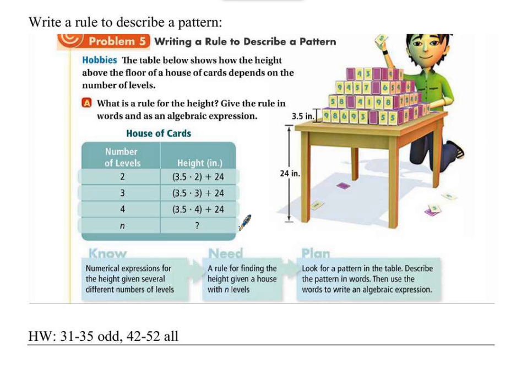So, we have some unknown number of levels. What will I write here for this line? 3.5 times, it's not 5. I don't have 5 there. I have some general number. It's 3.5 times n plus 24. Give the rule in words and as an algebraic expression. You just did the algebraic expression. It's right there. So the answer would be 3.5n plus 24. That's your algebraic expression.